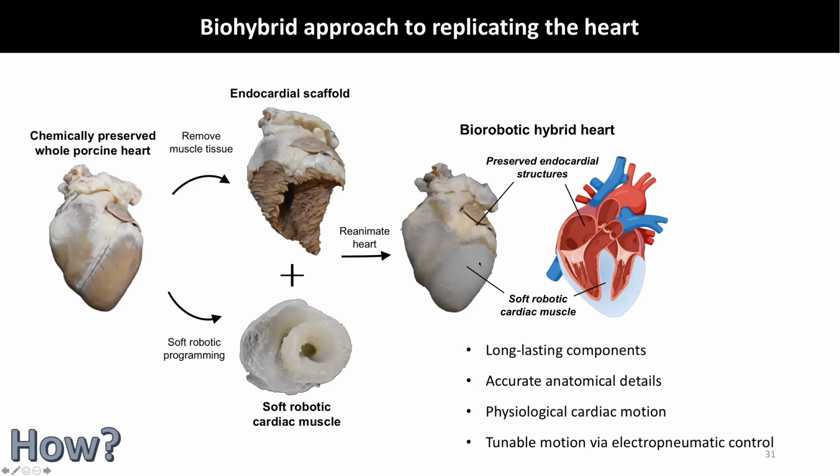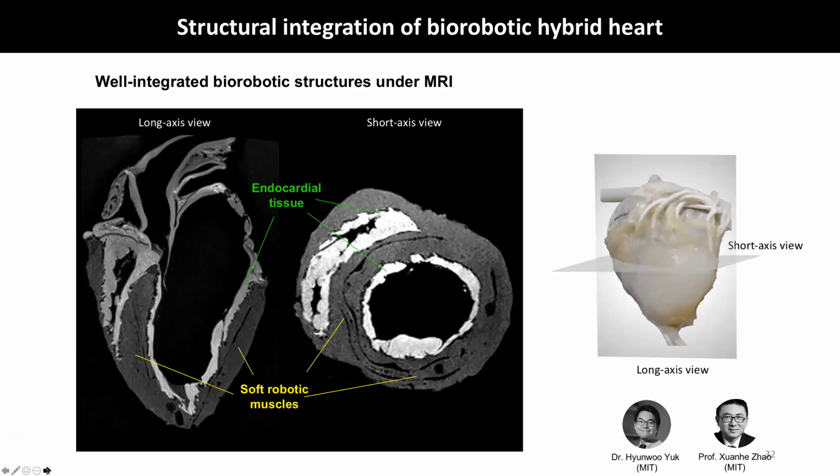If we can then combine the soft robotic cardiac muscle with the preserved endocardial structures, we can reanimate the heart, and then we can have a longer lasting benchtop model with accurate anatomical details and very tunable, controllable heart motion. Both the septal wall and the left and right free walls can move, and you can replicate both healthy and disease conditions, as I'll talk about.